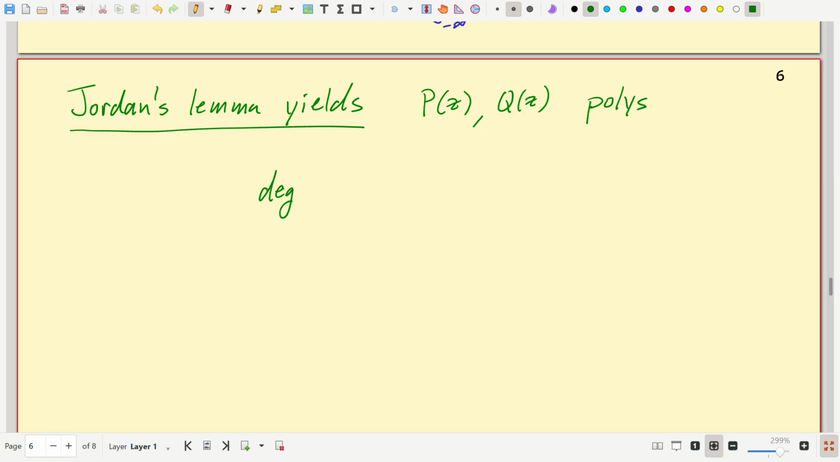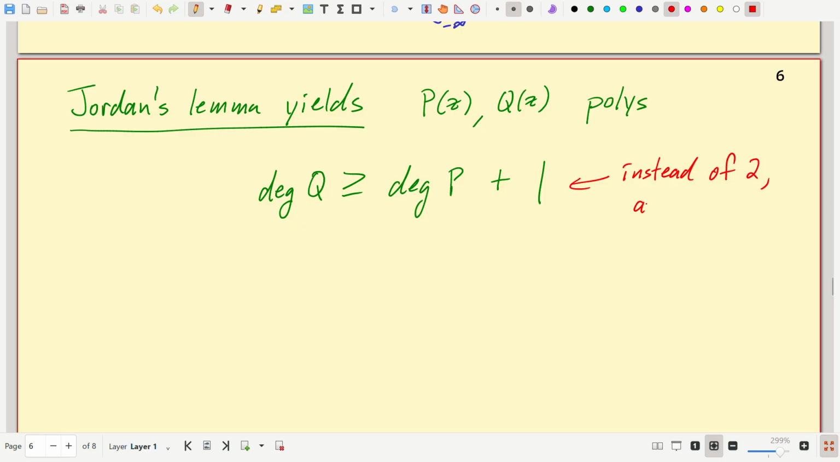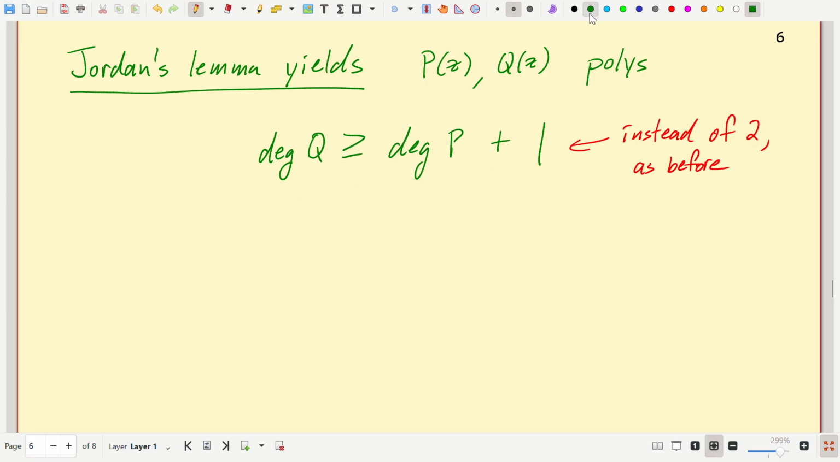Degree of Q is greater than or equal to the degree of P plus 1. And that's instead of 2, which is what I had before. Instead of 2 as before. Then the improved Jordan's lemma, I need to also assume that Q has no zeros on R, on the real line.